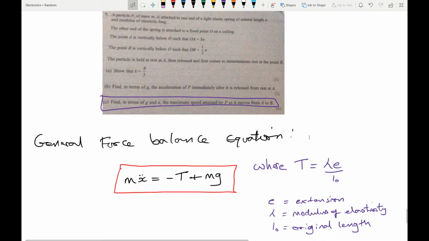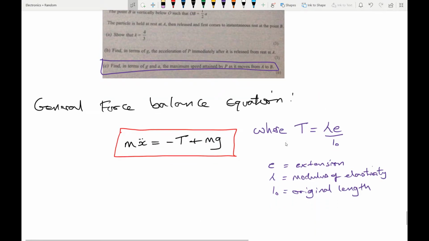Now I've got the general force balance equation written here, m x double dot, where x double dot is simply the second derivative with respect to time of displacement, so that's going to be acceleration right there, and that's going to be equal to the tension and the weight of the mass. Now beware the negative sign here. This doesn't necessarily mean that the tension is losing or something. It simply means that the tension is orientated in an opposite direction to the weight of the object. Okay.